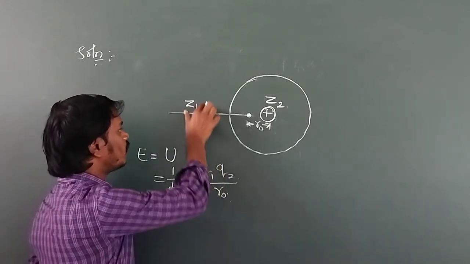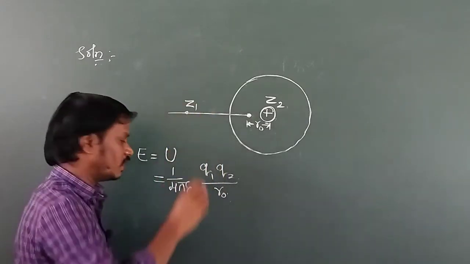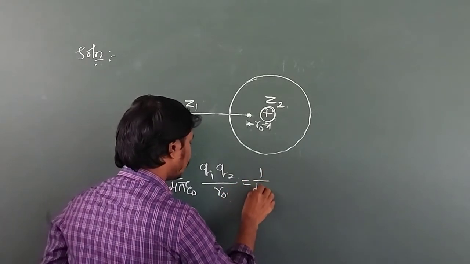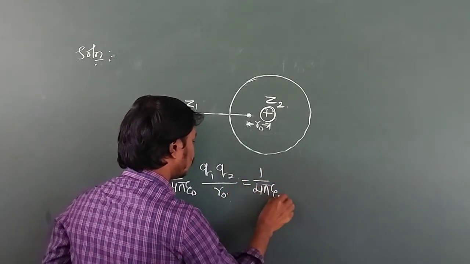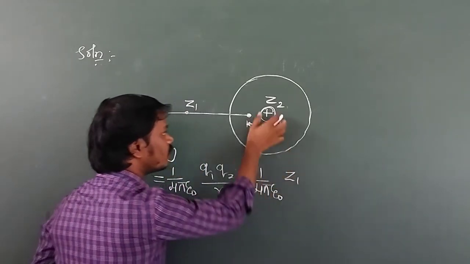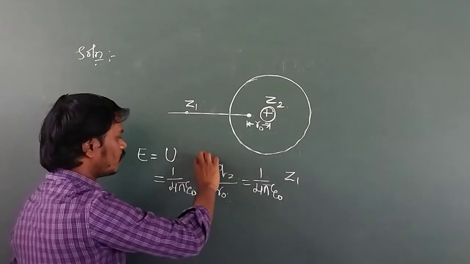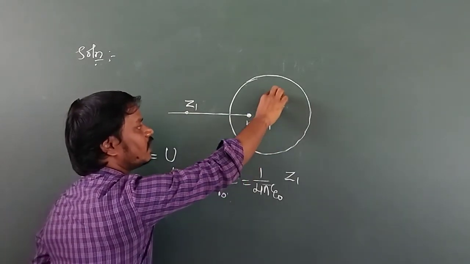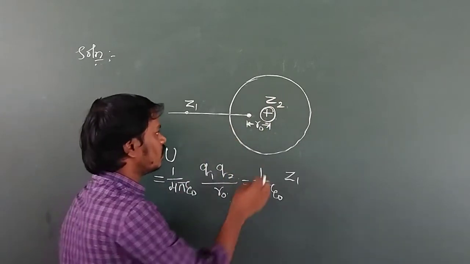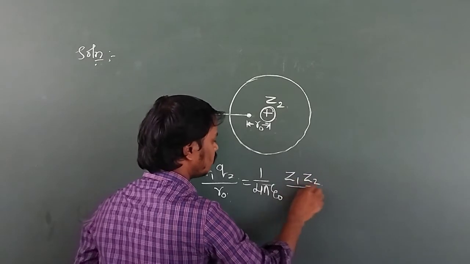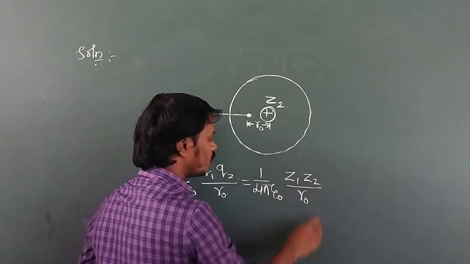And the charge on the bombarding particle given is Z1. So 1 by 4 pi epsilon naught, Z1. Here q1 is the charge on the bombarding particle and q2 is the charge on the target nucleus. So what is the charge on the target nucleus? That is Z2, divided by the distance of closest approach.